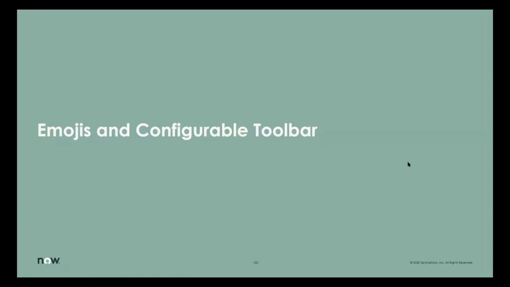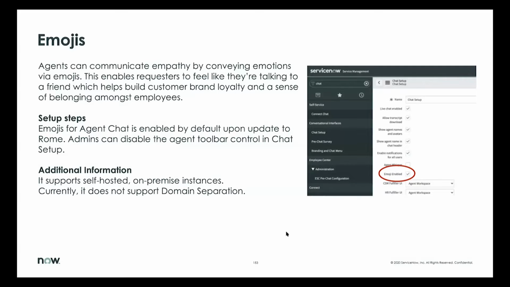Okay, let's talk about emojis and the configurable toolbar. Coming to emojis, the goal behind this feature is to make things feel more informal between the end user and the agent. At a high level, emojis help you express, whether you are an agent or requester, your emotions more accurately or more quickly than you can in words.